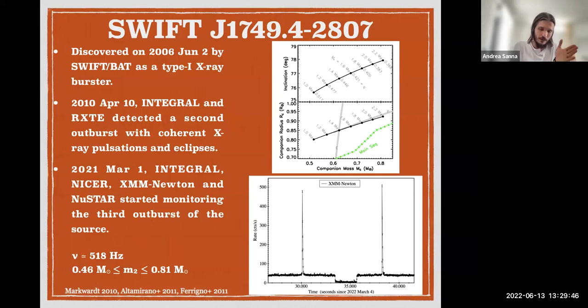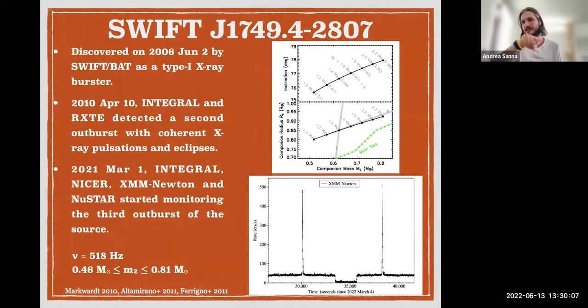So not only coherent signal, but also eclipses, meaning that once per orbit, the companion star is in between the line of sight and covers the system. So you see these effects now in the bottom part. That's a light curve.